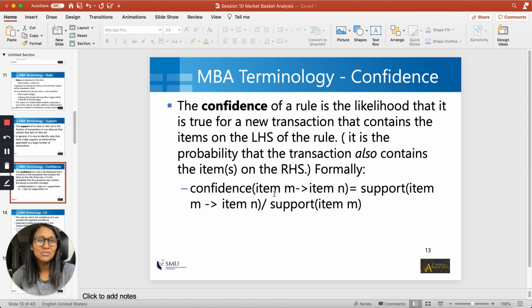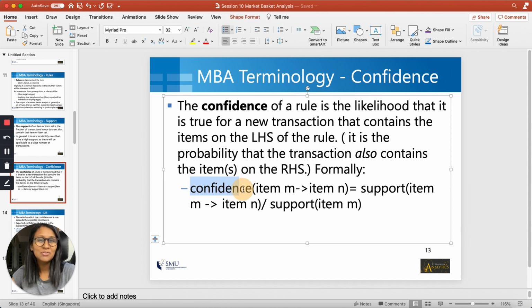Okay, and in terms of the formula of confidence, as you see here, confidence of a rule, item M implies item N, is simply the support of the rule divided by the support of the left hand side of the rule. So basically, support of the rule tells us the number of transactions where item M and item N are both present, and that is our numerator, and the denominator is the support of the left hand side, which in our example is the support of M.